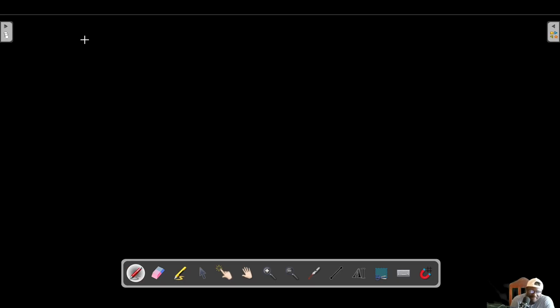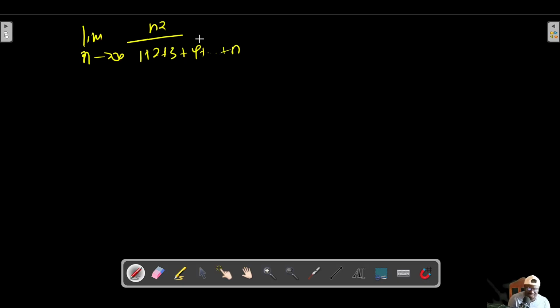Now, let's just say you have the limit as n approaches infinity of n squared divided by 1 plus 2 plus 3 plus 4, up to the last term, which is n, right? Now, how do we solve this? You realize the numerator has a polynomial, so we have to try as much as possible to do what? To factorize and then cancel out some of the terms. But then clearly you cannot cancel out directly by looking at this like this.